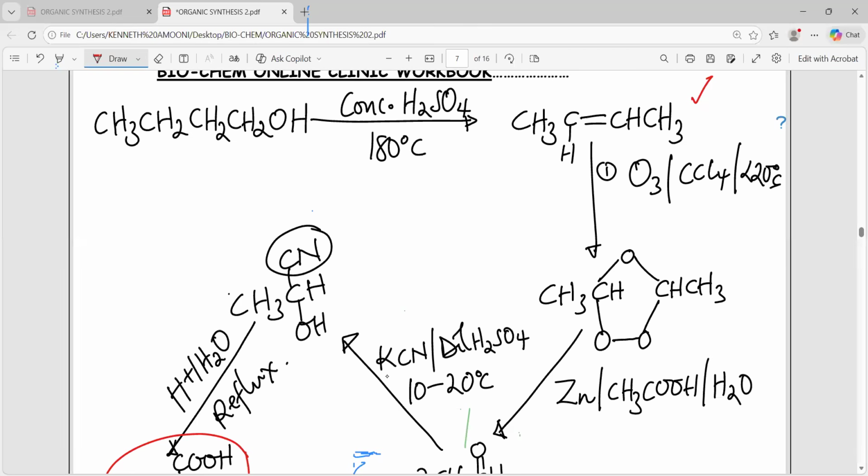We are reducing the carbon chain, and for that reduction, we have used ozonolysis. It has helped us to split that compound into two.